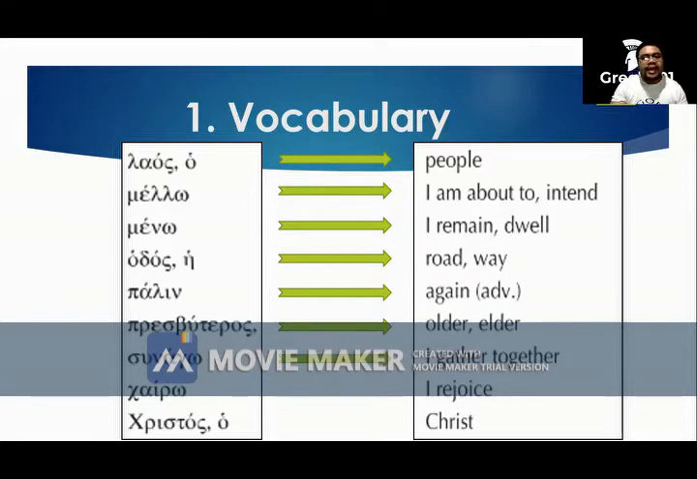Next word, we have chairo. Let's say it all together. Chairo. It means I rejoice. And the last word is Christos. Christos. The meaning is Christ. Jesus Christos. So Christ, somehow in Christmas, sometimes they use the letter X. That means chi, no? Or chi in Christos.